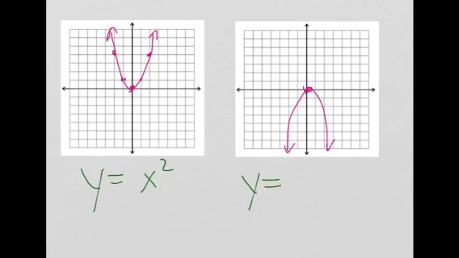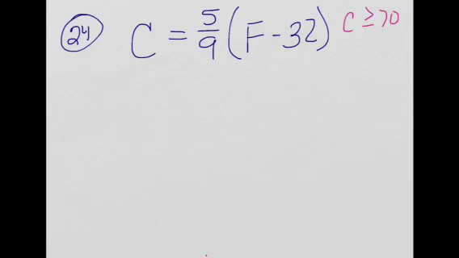It's flipped over, so it's going to be negative 1 times x squared.